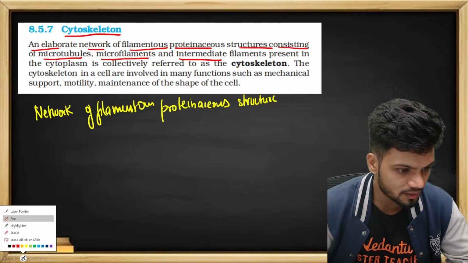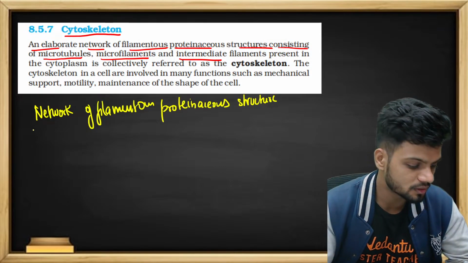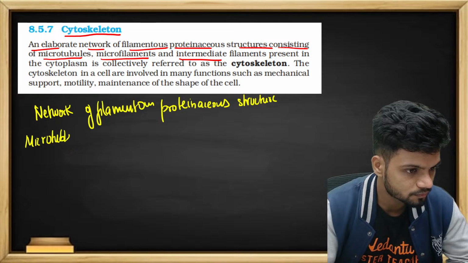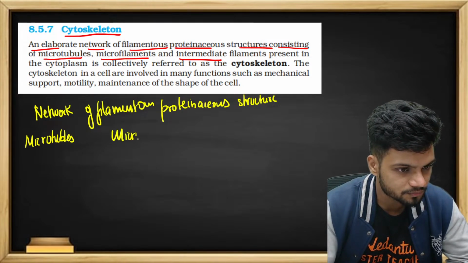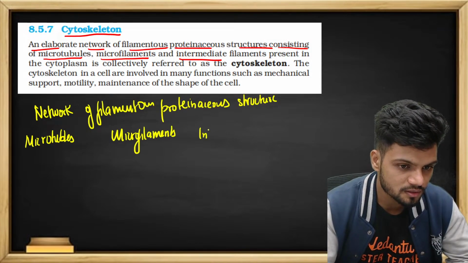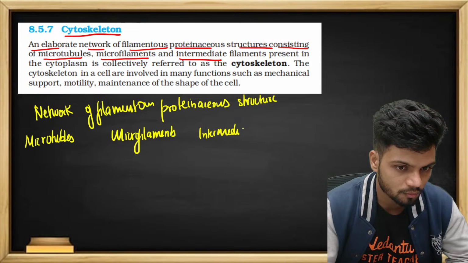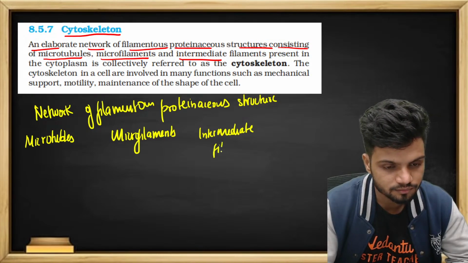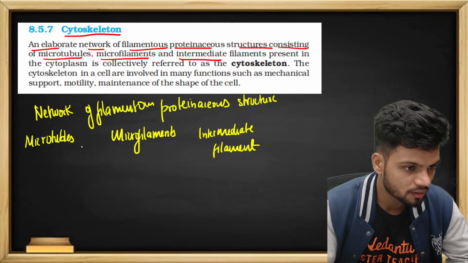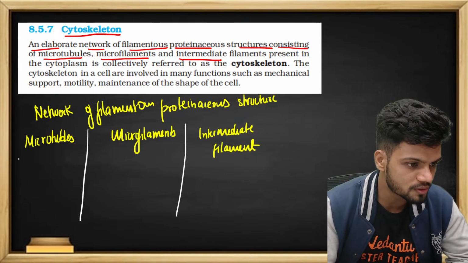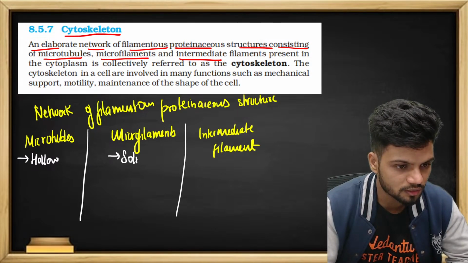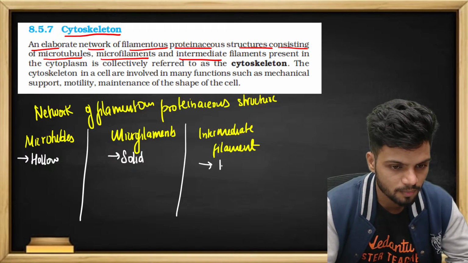Students, understand, there are 3 types of cytoskeleton. First one is called microtubules. Second one is called microfilaments. The third one is called intermediate filament. Now, what is the difference between the 3? Microtubules are completely hollow. Microfilaments are solid, and intermediate filaments are also hollow in shape.